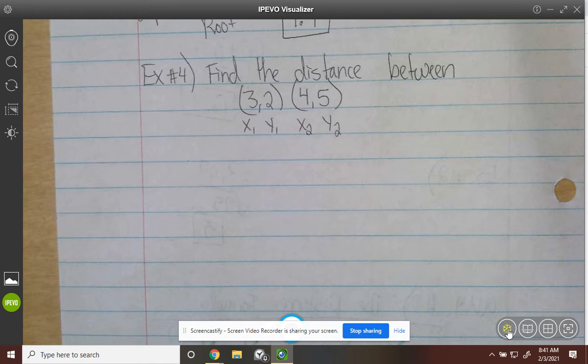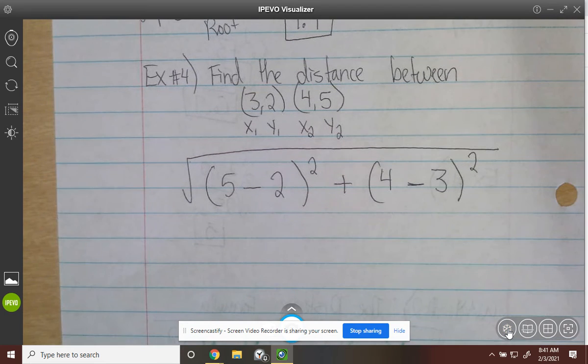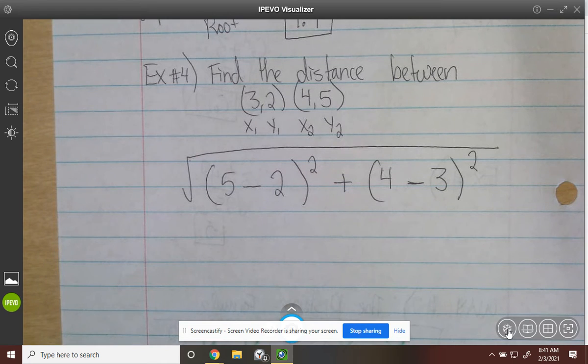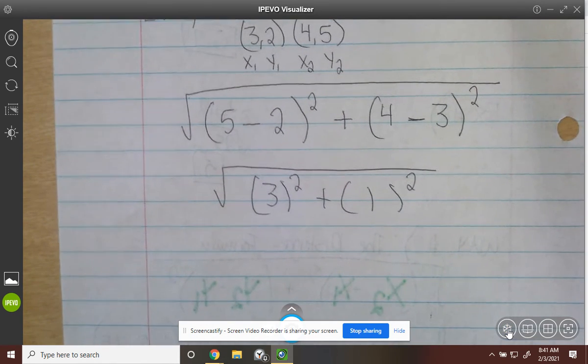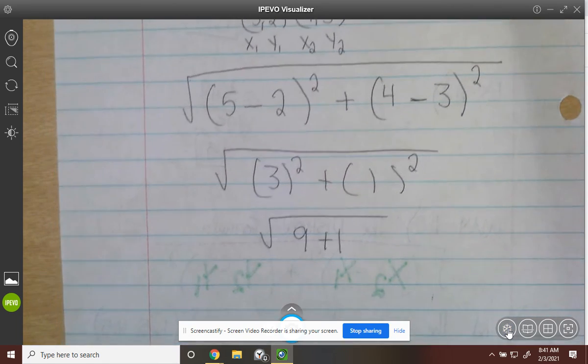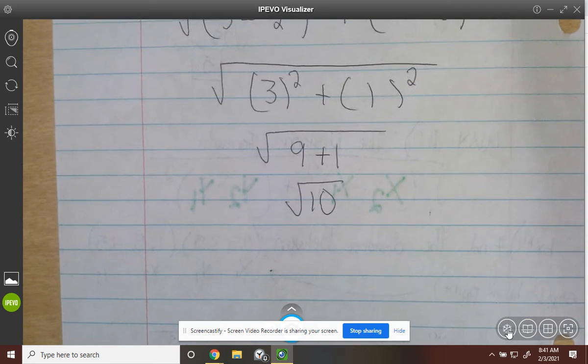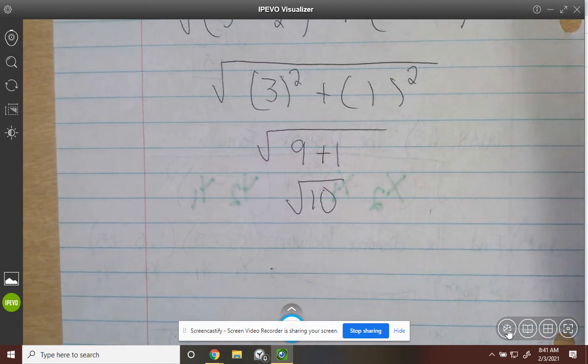I'm setting it up. Hopefully you are too. Okay, whenever you set it up, it should look like that. Now plug in your points. Okay, plugged in points should be that. Now subtract. You should get that. Now we square. You should get that. Now we add. You should get that. And last step is square root that. And then you should get 3.2.